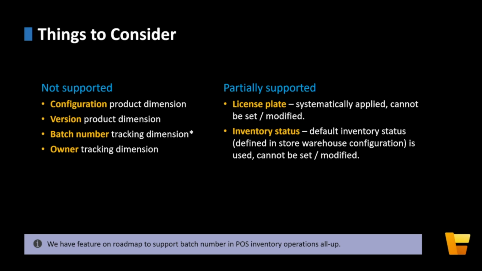Now, if your company is using warehouse management process or advanced warehouse capabilities, we currently provide limited support for license plate and inventory status. So when you select a location for a location-controlled item in the inventory operations, if that location is linked to a profile that requires license plate control, then our operation today will systematically apply a license plate to the item. POS users cannot change or manage the license plate data as of now.